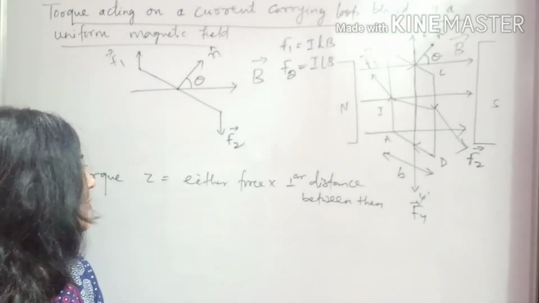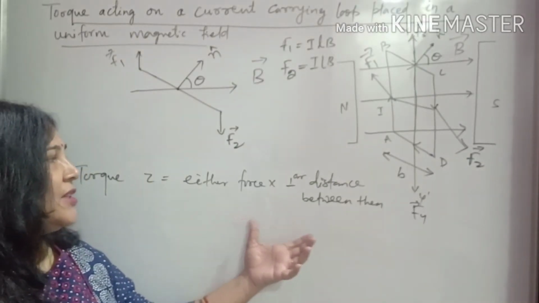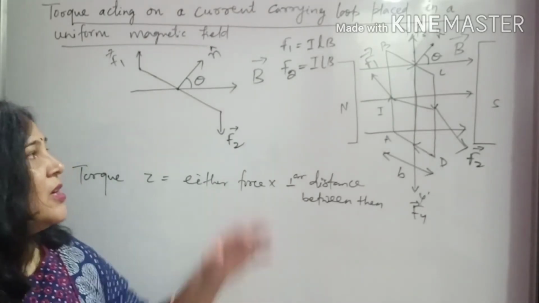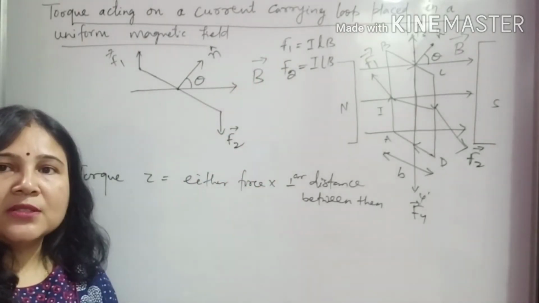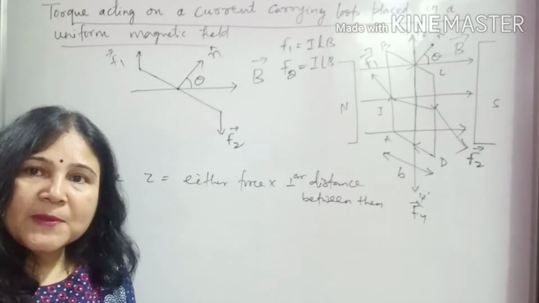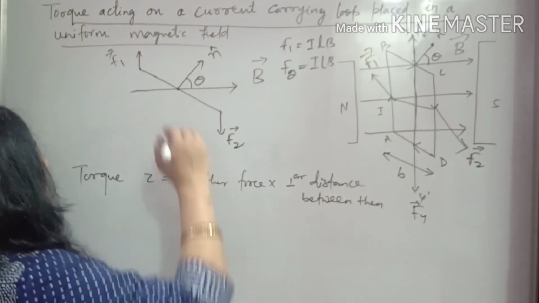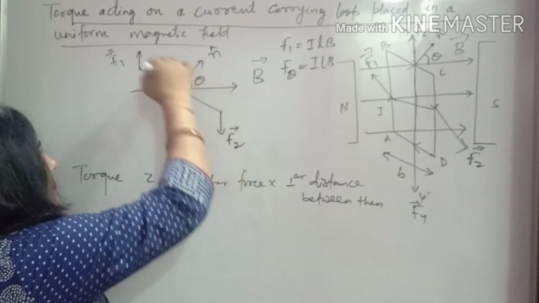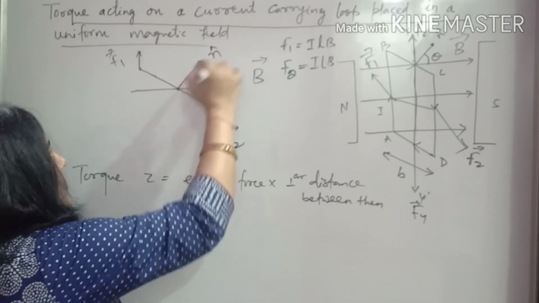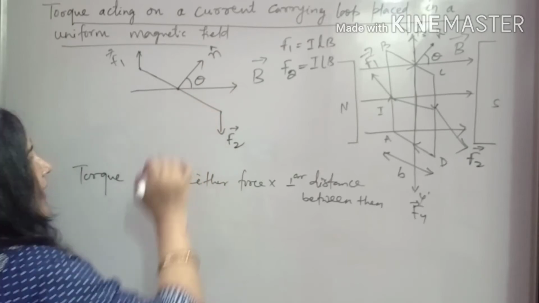So we are finding the moment of that force, which is called the torque. Now we have to calculate the torque using the formula I said: either of the forces times the perpendicular distance. The magnitude of the force is known to us. The only thing we need to calculate is the perpendicular distance between them. So look at how to calculate this perpendicular distance. Now see, this is the plane of the loop.